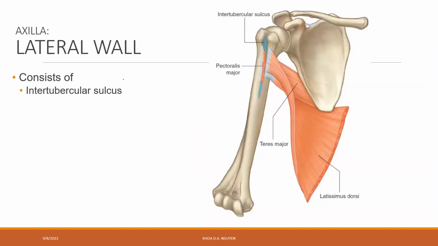All right, so the lateral wall, very simply, consists of the intertubercular sulcus. And that's it.